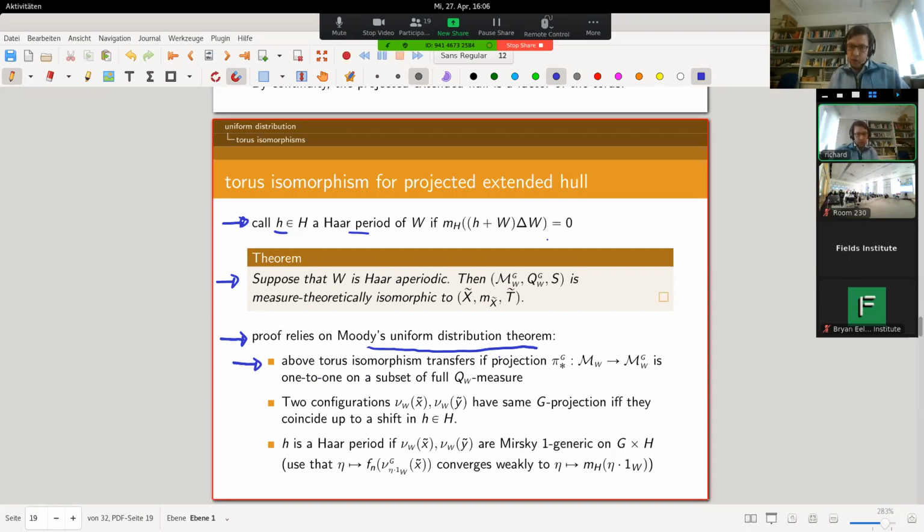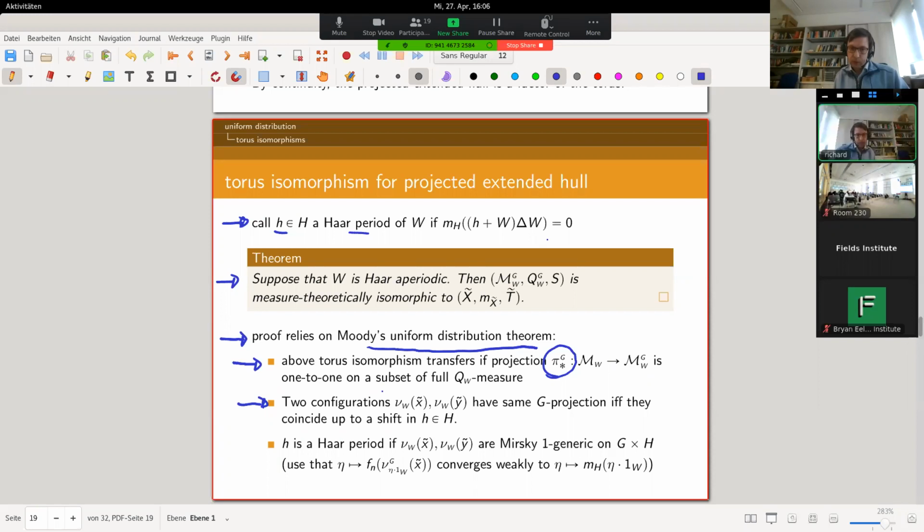So we have to study the projection, of course, and the above result transfers if the projection is one-to-one on a large set. You can't expect that the projection is one-to-one on all of MW, but you would like to hope that you can do this on a set of full Mirsky measure, and then you are done. Okay, so now you have to analyze when this projection is one-to-one.